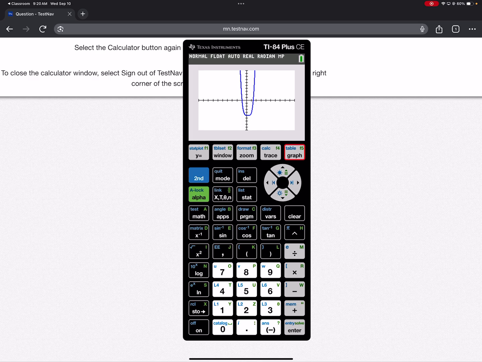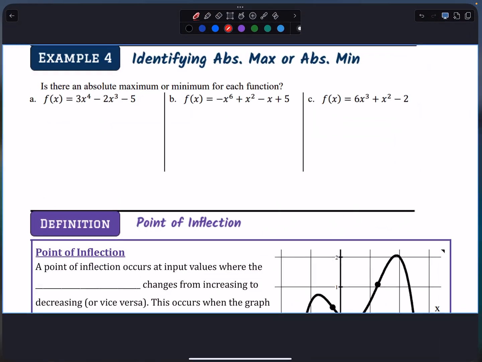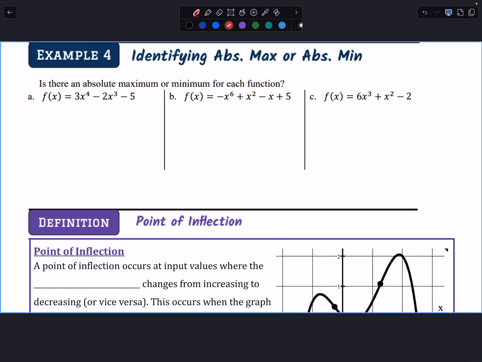Okay? So there's a part in your homework that actually makes you guys find it. So I want to teach you guys how to find it on your calculator. But let's go back to our notes and just answer the question first. It says, is there an absolute maximum or minimum for each function? So we just learned that if the degree is what, it does. Even, right? Is the degree of this function even? Yes. The degree is 4, which is even.